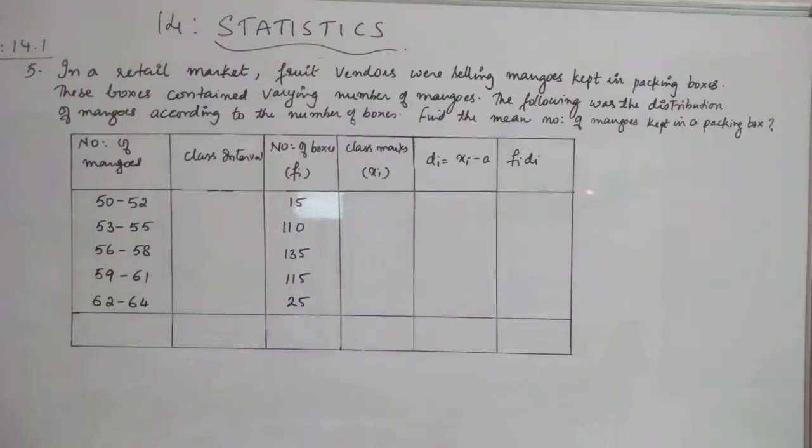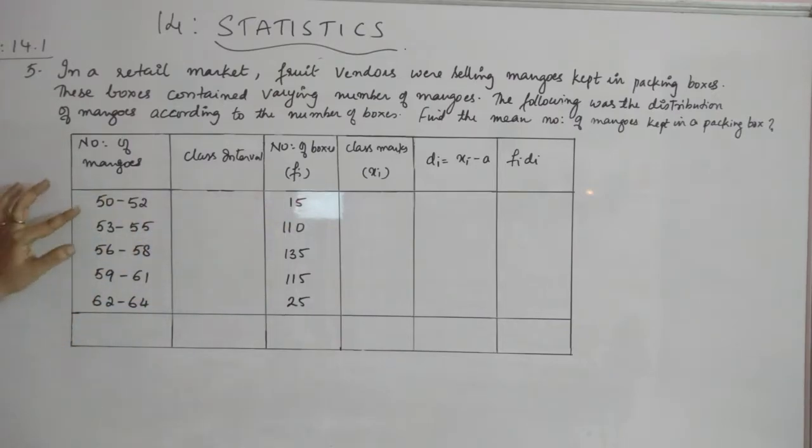Question number 5 is, in a retail market, fruit vendors were selling mangoes kept in packing boxes. These boxes contained varying number of mangoes. The following was the distribution of mangoes according to the number of boxes. Find the mean number of mangoes kept in a packing box. Also they are asking which method you are using to find out the mean. So first thing which they have given is number of mangoes and the number of boxes. So 50 to 52 mangoes will be contained in 15 boxes, like that they have given.